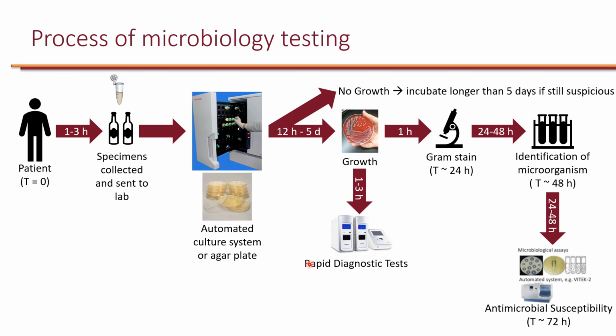Now, the problem is these diagnostic tests are limited to only a select few organisms, so they're not comprehensive of every possibility. So it's not a replacement for the traditional process. So even though we used a rapid diagnostic test, we still need to do the traditional identification and susceptibility testing, because in case the patient has an organism that is not included in this rapid diagnostic test, we still need to figure it out, and you don't want to slow down this process while the rapid diagnostic test is processing.